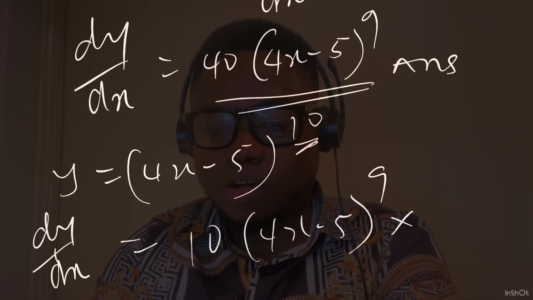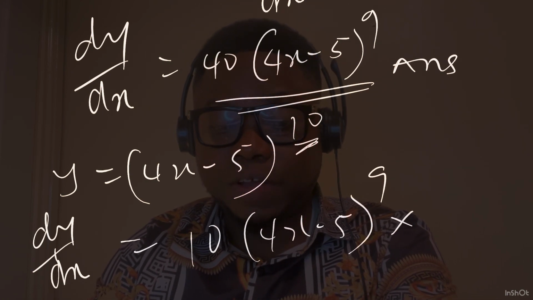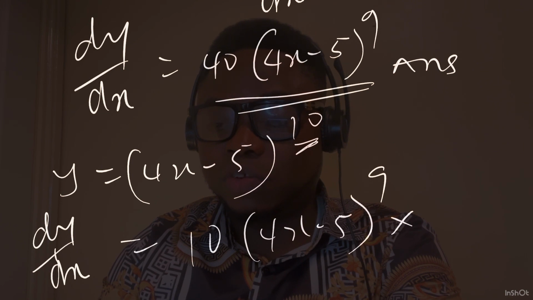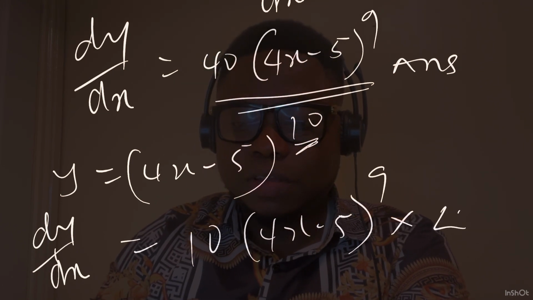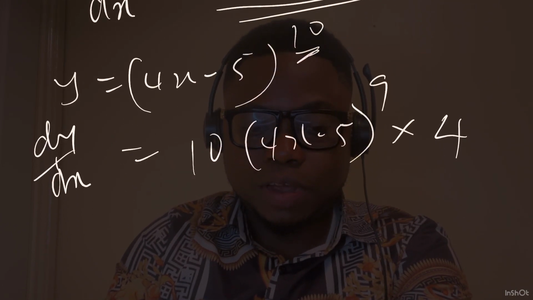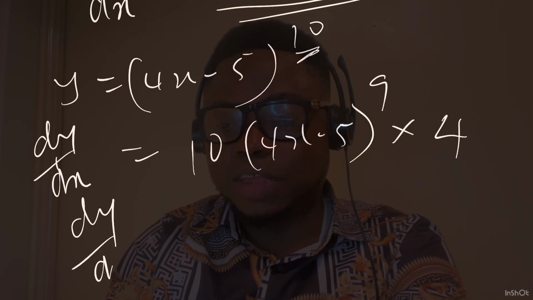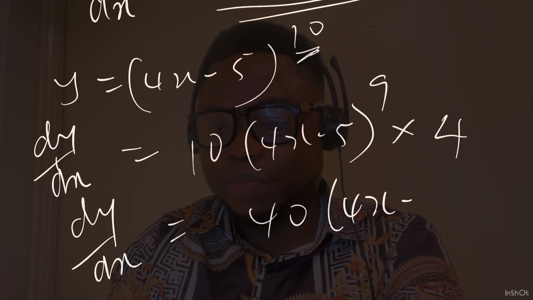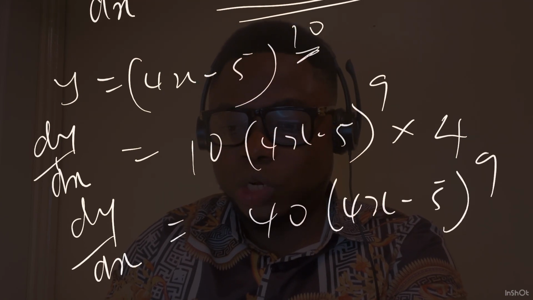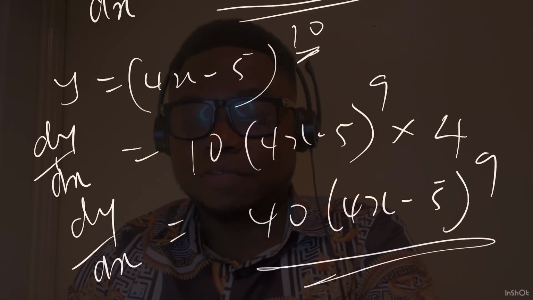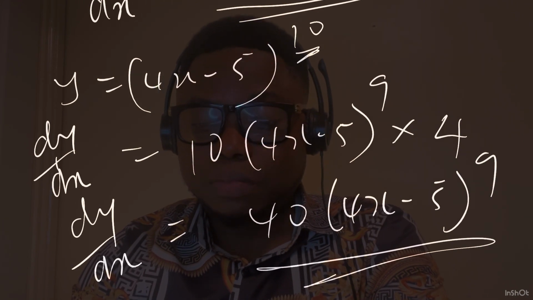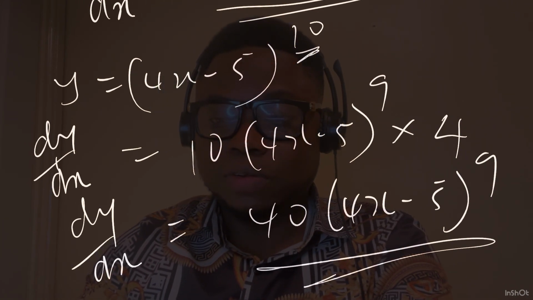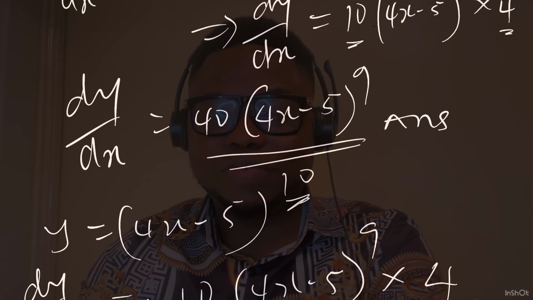Times, differentiate the core function, which is 4x minus 5. When you differentiate 4x minus 5, it's going to give you 4. Then the next thing to do is dy over dx is equal to 10 times 4 is 40 bracket 4x minus 5 raised to the power of 9. All this process you can see is very short here. So that is a formula for how to differentiate a composite function.